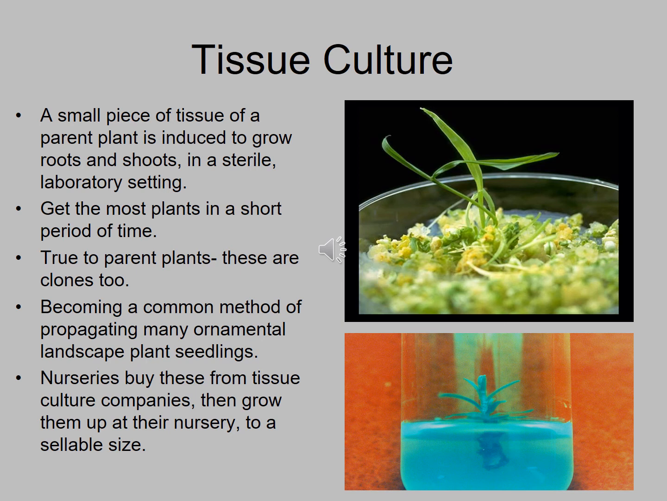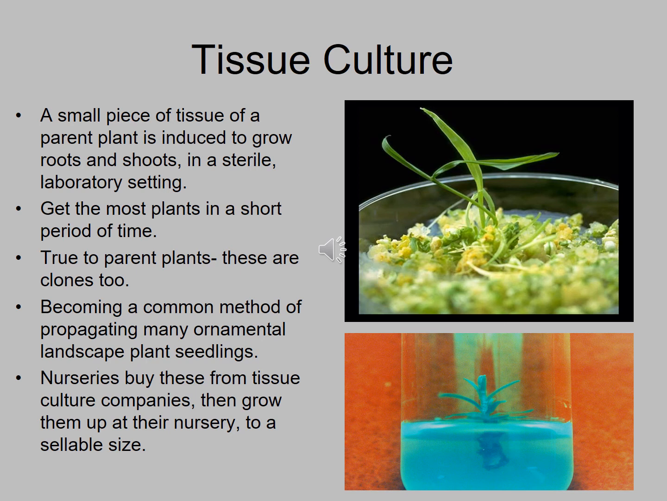So there's a little petri dish in the top picture, a test tube in the bottom picture. Little bits of tissue from a mother plant are put on top of that agar, and in that agar are nutrients and hormones and things that will induce that little bit of tissue to grow roots and then shoots and produce a whole new plant. So it's a really popular and great way to get a lot of new plants in a short period of time. But it does have to be done in a laboratory setting.